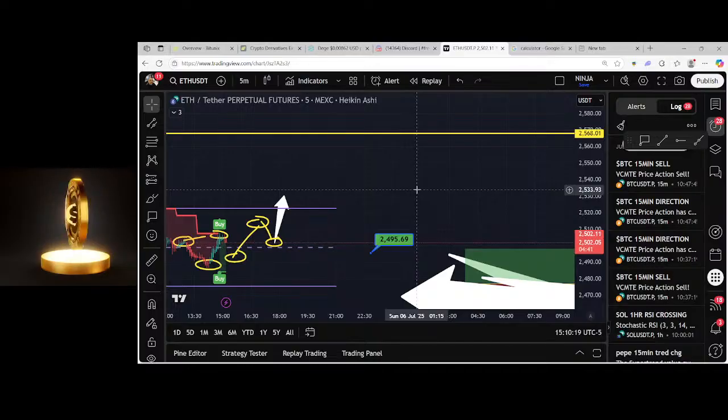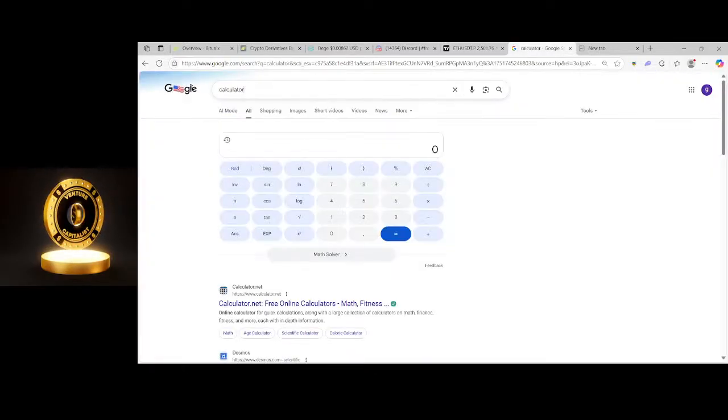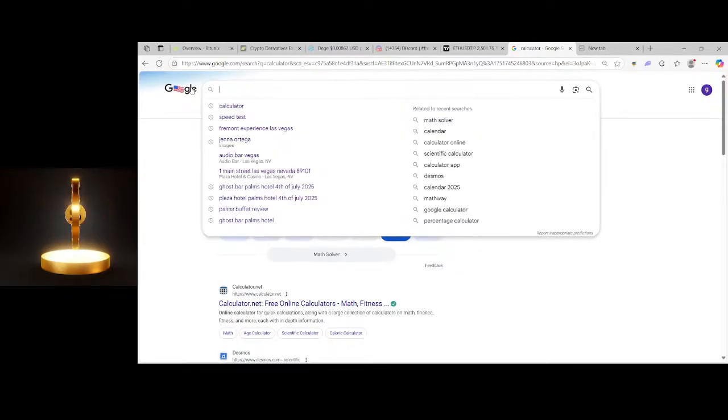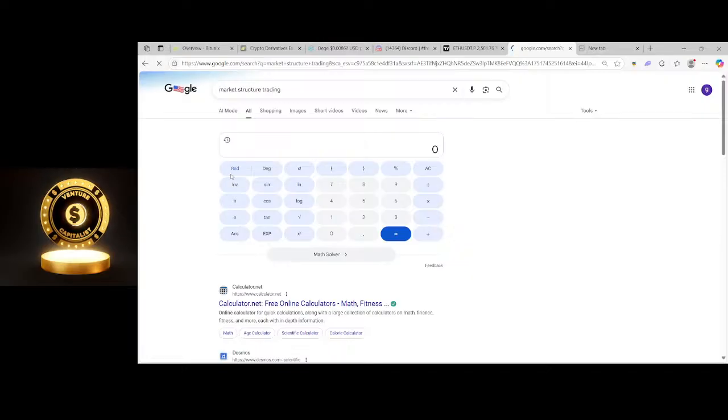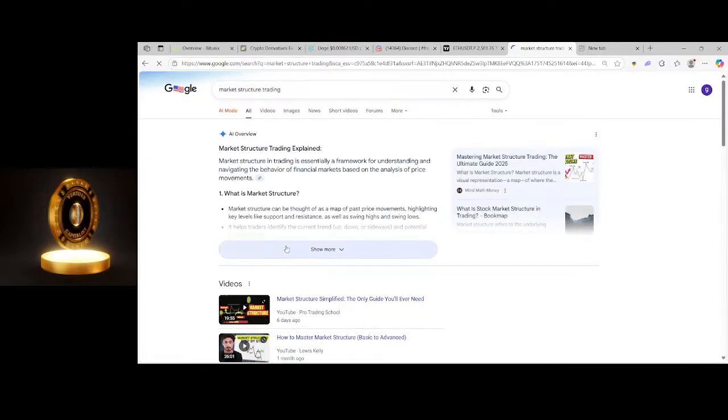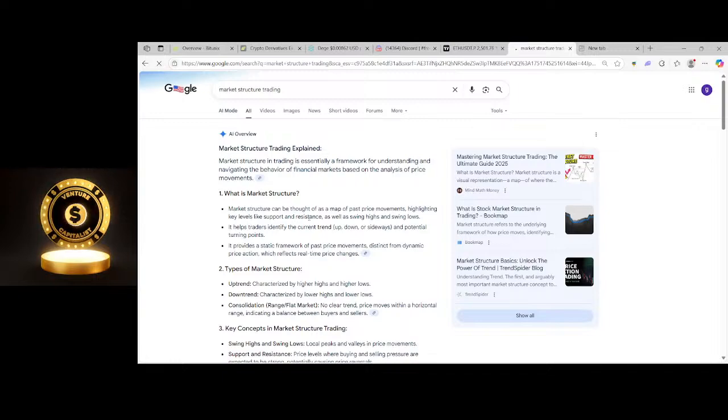So if that makes sense. Right. So market structure, right? This is kind of where you start to see these things happen. Let's break this down: market structure trading. I want to break these down because I love trading, and I love to go through what you guys think.